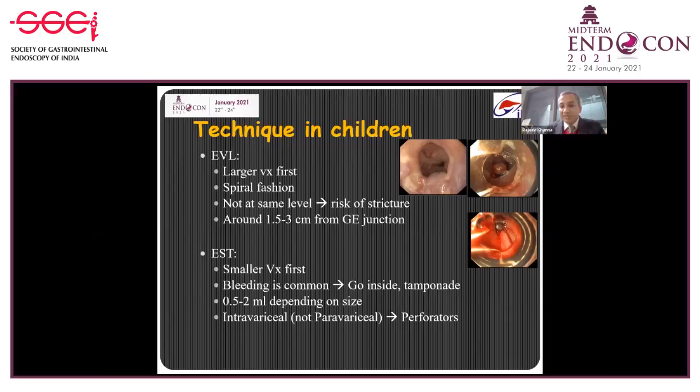For sclerotherapy, the smaller varices should be injected first, because if you touch a larger varix with the needle, then the whole view may be obscured by blood, and it will be difficult to inject the smaller varices. And bleeding is quite common when you are doing the sclerotherapy. So with each bleed, you have to go inside, tamponade it, and then again come back.